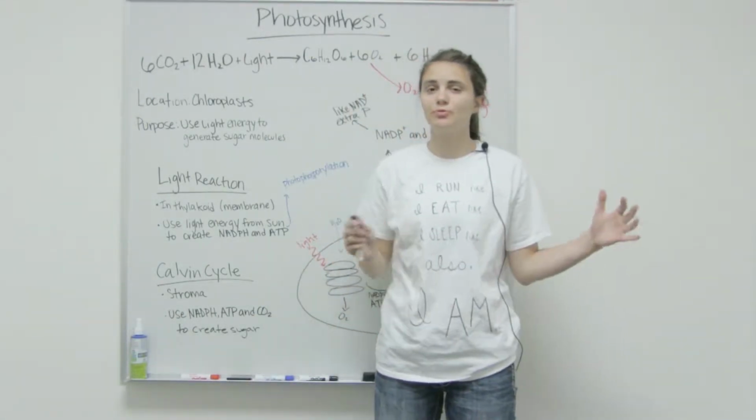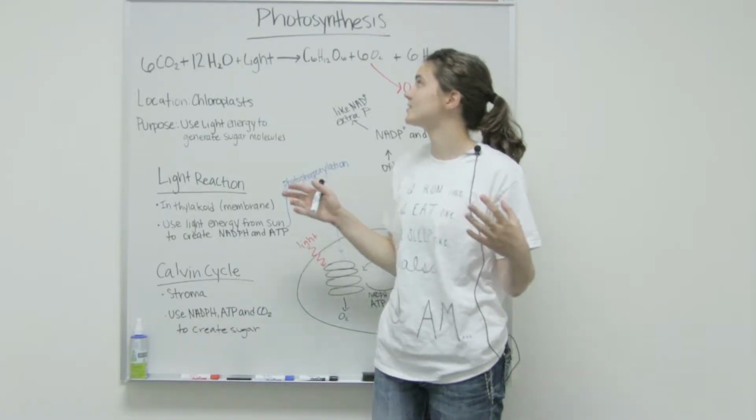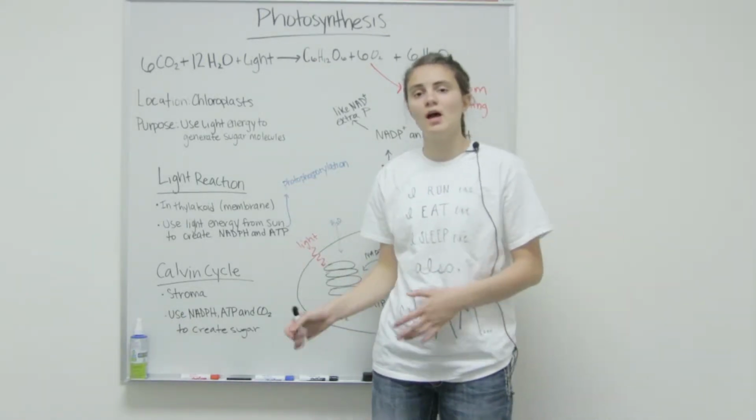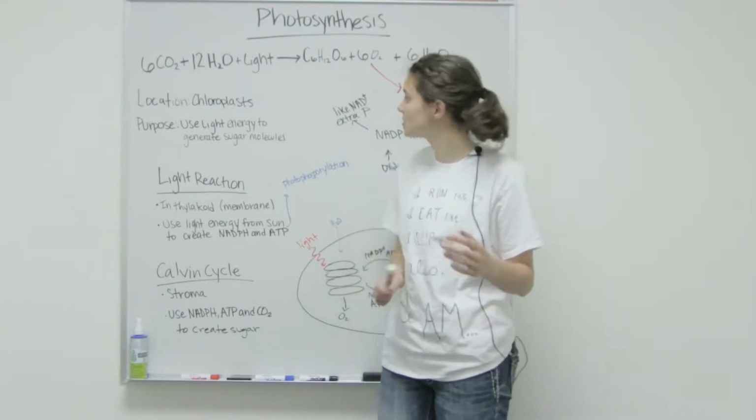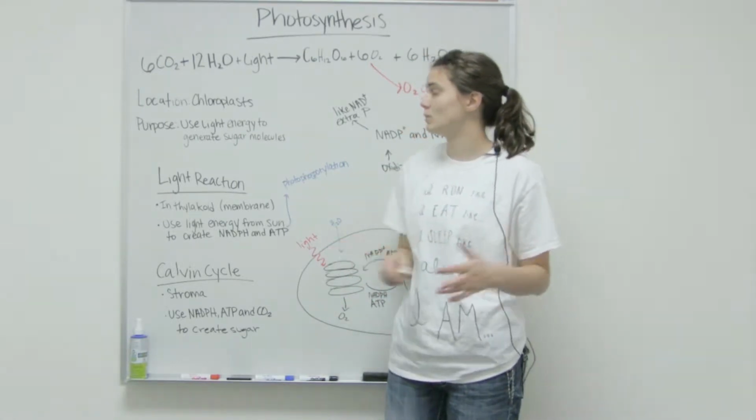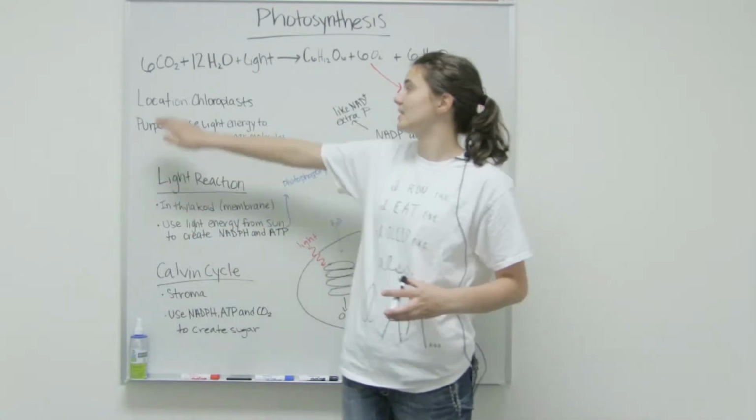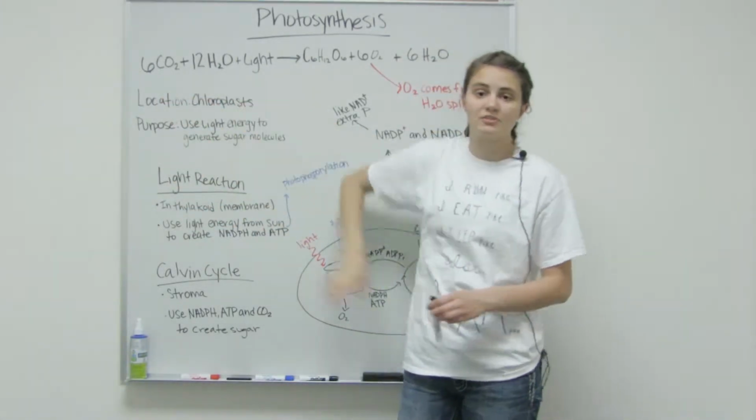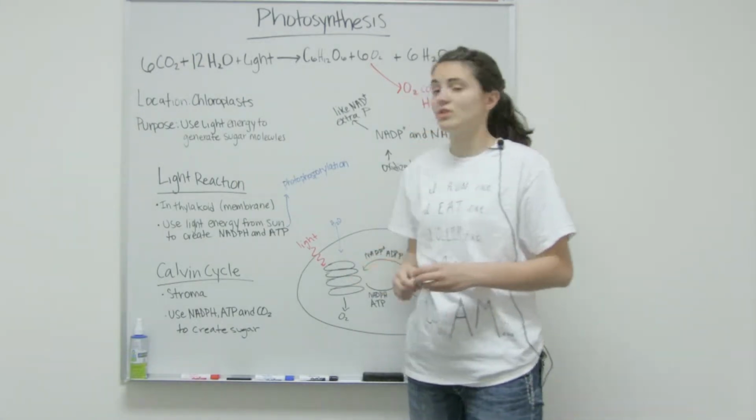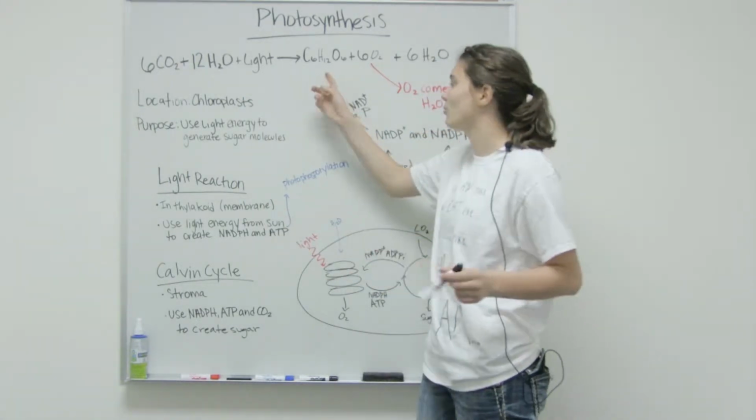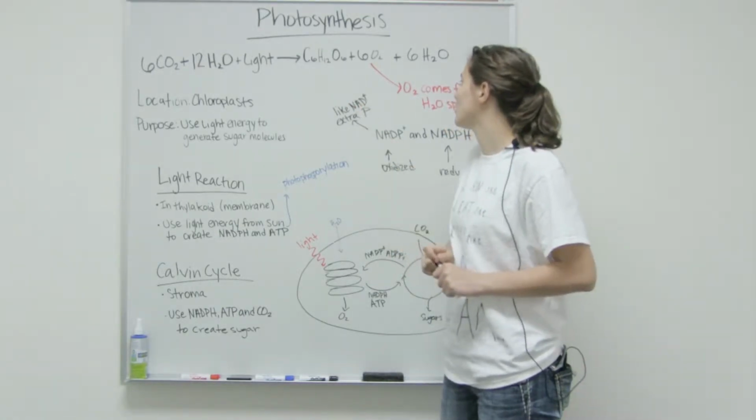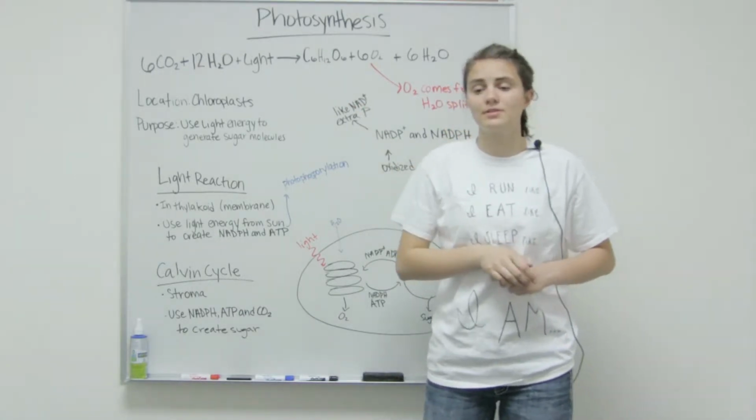Today we're just going to do a brief overview of photosynthesis so we get the big picture before we go in and dissect the smaller parts and processes. So the overall reaction of photosynthesis, we take 6 carbon dioxide molecules, 12 waters, and light energy from the sun, and we use it and we generate 1 glucose molecule or sugar, 6 oxygen molecules, and 6 water molecules.